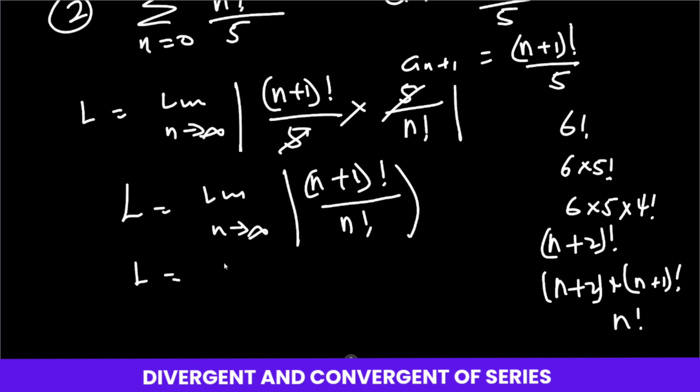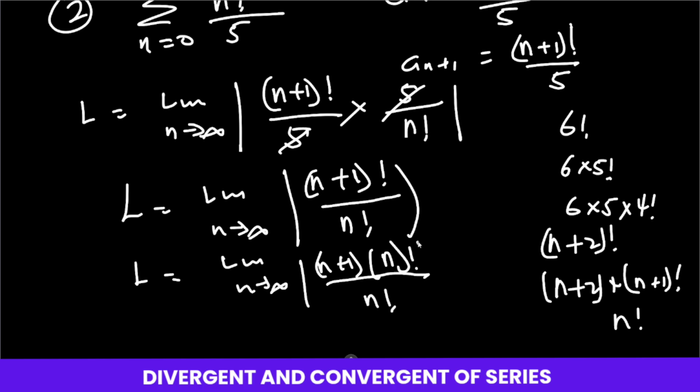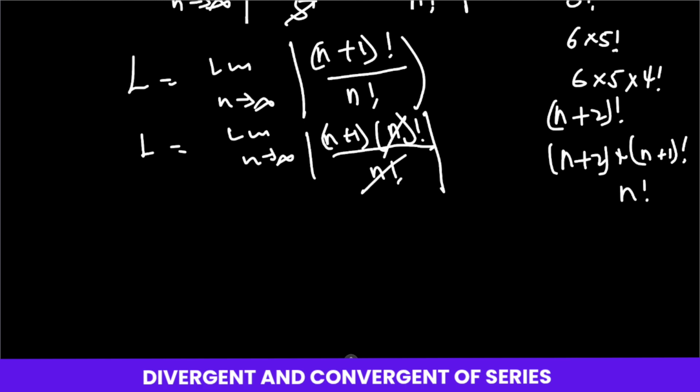So L is equal to the limit as n approaches infinity of (n plus 1) multiplied by n factorial, since we subtracted 1 from it, divided by n factorial. Now this one will take care of this. So here L is equal to the limit as n approaches infinity, and since this one is taking care of this, we have the absolute value.